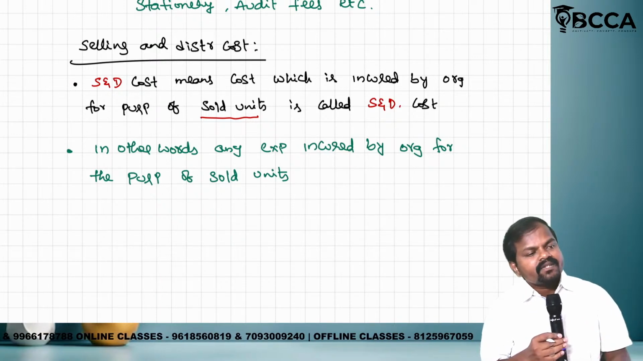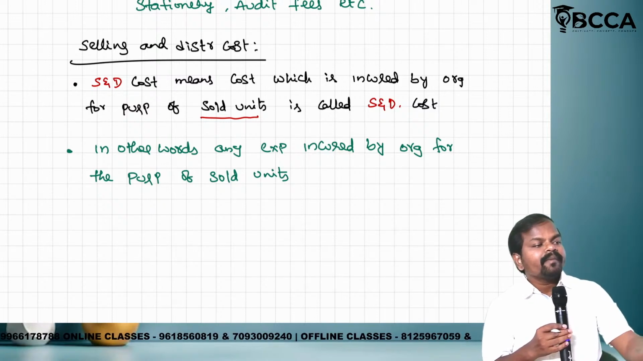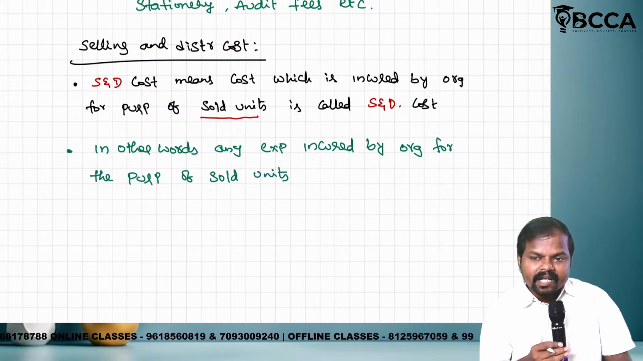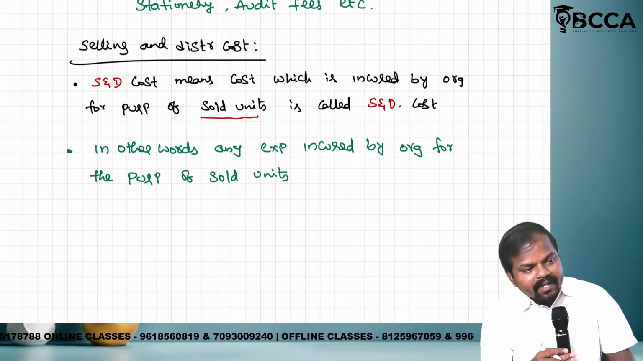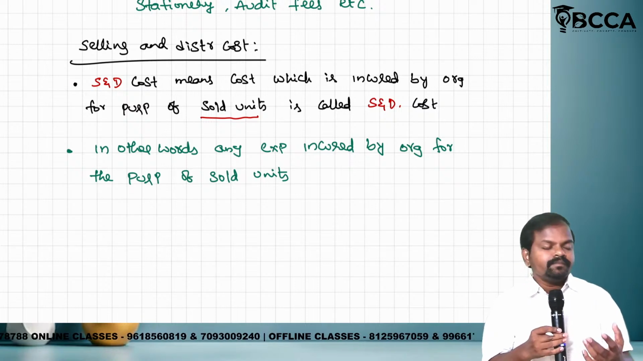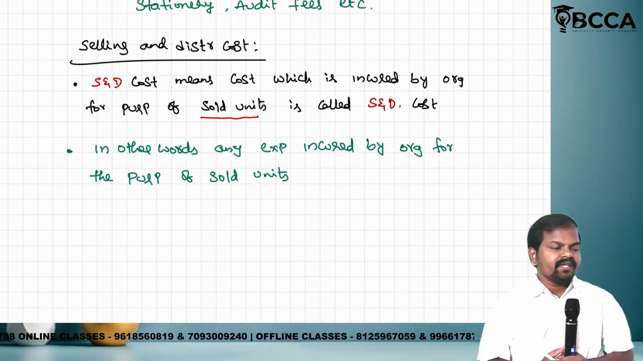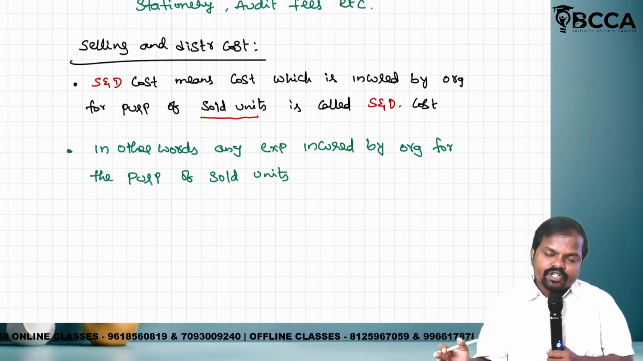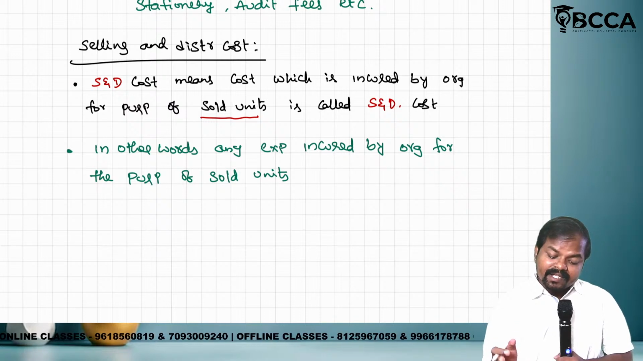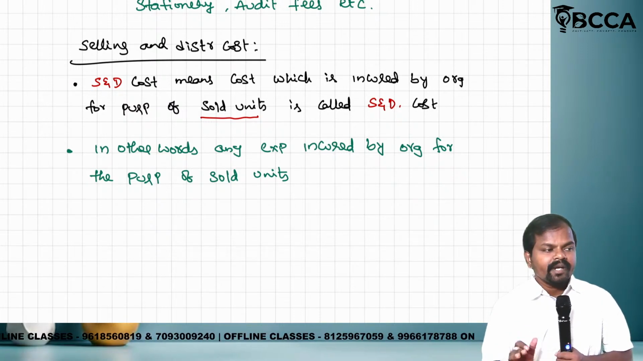Listen. Such expenditure is necessary. Without such expenditure, sales cannot be done. Example, salesman commission. Without paying salesman commission, can the organization achieve sales? No. Salesman brokerage, selling advertisement expense. These are the S&D, selling and distribution cost. Is it clear? Now tell me, in other words, any expenditure incurred by the organization for the purpose of what? Sold units.